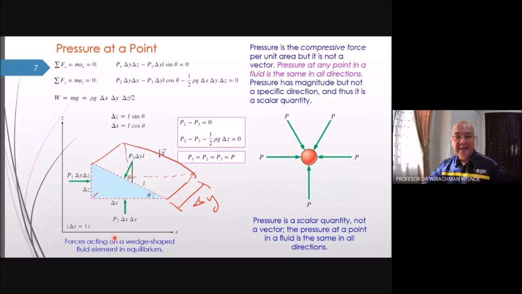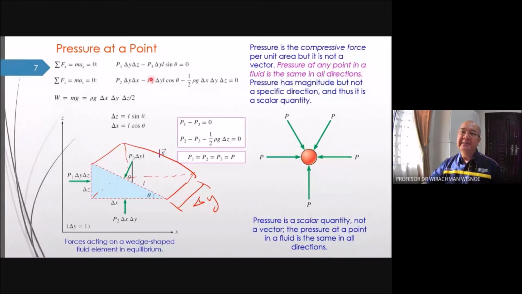There is the weight of the fluid. The weight of the fluid is this one, delta x times half delta z times delta y. Delta x, delta y, delta z divided by 2. That is the volume times rho g. That is the weight. Directed downward, so that is negative. So we have these two equations.